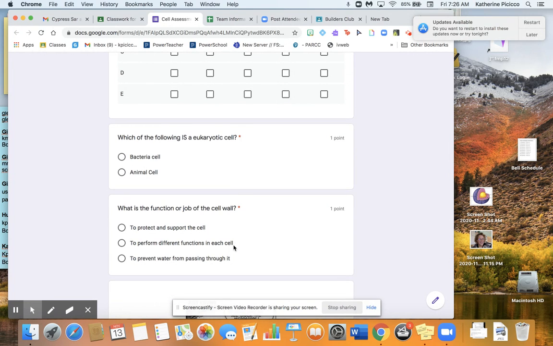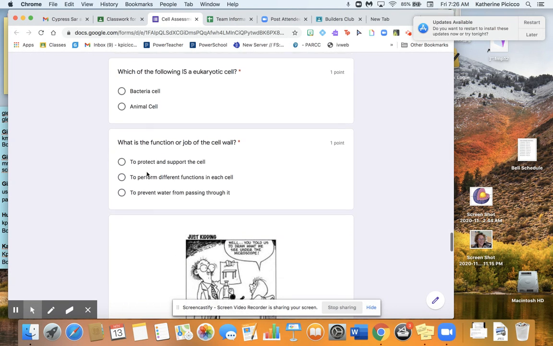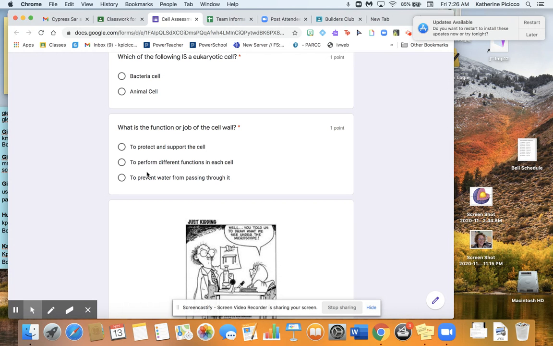Okay, let's move on. Which of the following is a eukaryotic cell? Is that a bacteria cell or an animal cell? What are you? Okay, next question. What is the function or job of the cell wall? Is it to protect and support the cell, to perform different functions in each cell, or to prevent water from passing through the cell?